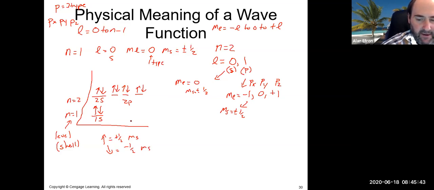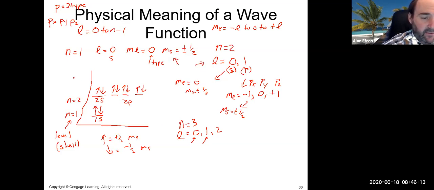Now, if we continue on to our n equals 3 level, with n equals 3, L could have a value again of 0 to n minus 1. So in this case, n minus 1 would be 3 minus 1, which would be 2. And that means that we have 0, 1, and 2. So I won't redo these, but these 2 guys here are the exact same things we just did over here.